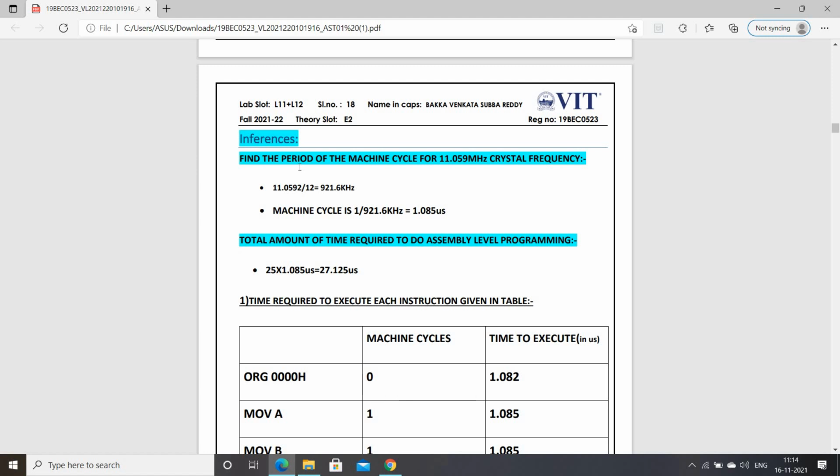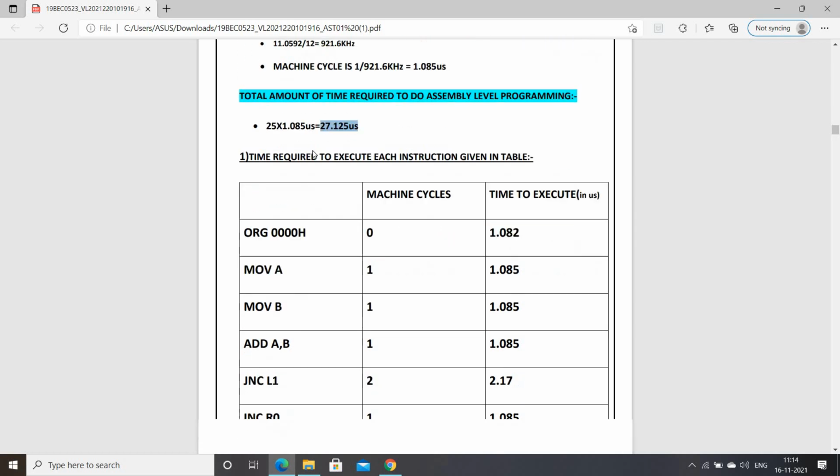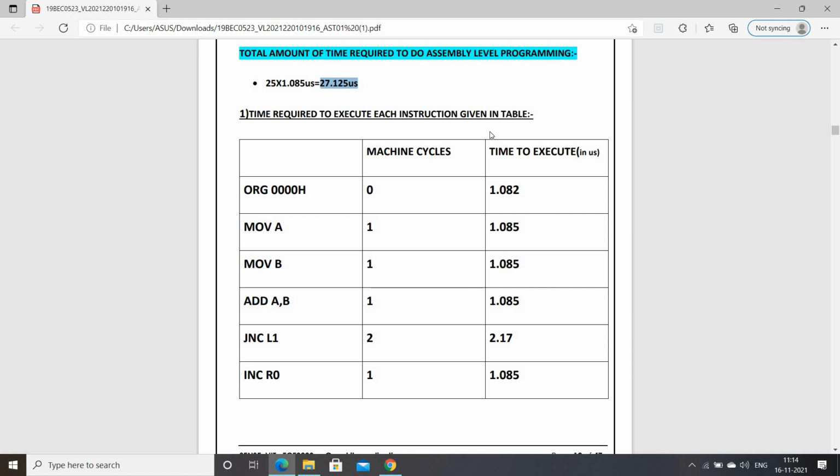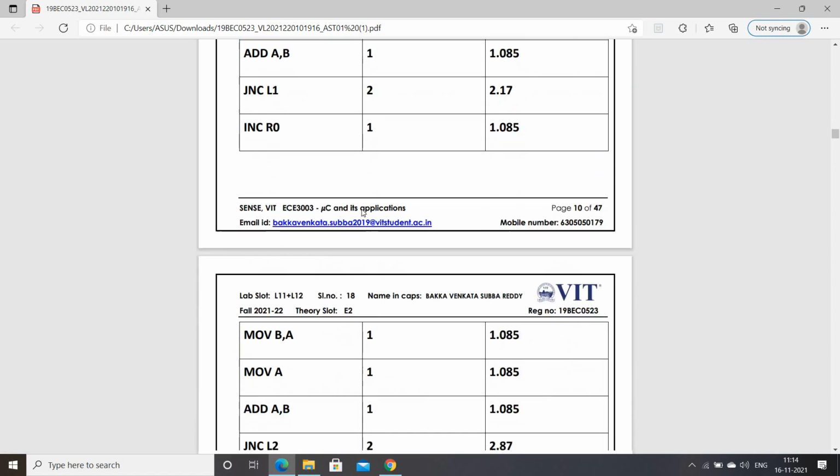And in the inference, we find the period of the machine cycle for an 11.059 MHz crystal frequency. So this is the inference, and the total amount of time required to do assembly level programming is this, and the time required to execute each instruction is given in the table. So this is the table.